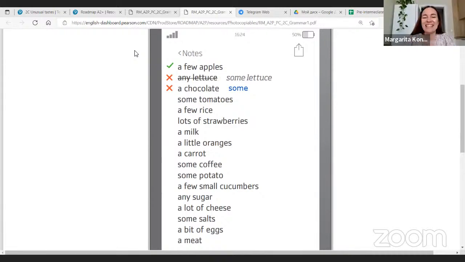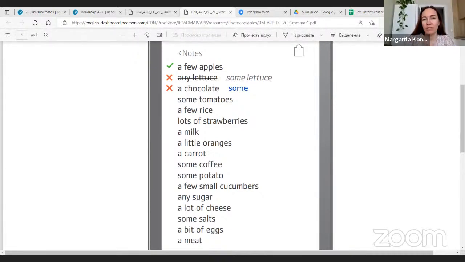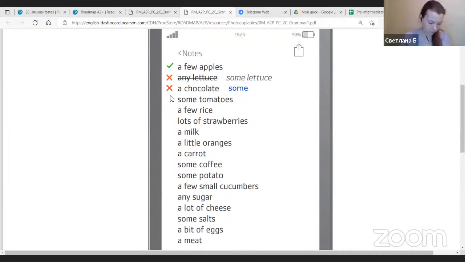Okay, let's see what you have. Next one, please read it. A few tomatoes. A few tomatoes, but what about some tomatoes? Is it a mistake? No, it's correct. You can say a few tomatoes, but a few is a small number. Some is a little bigger number. Both are correct. What's next?